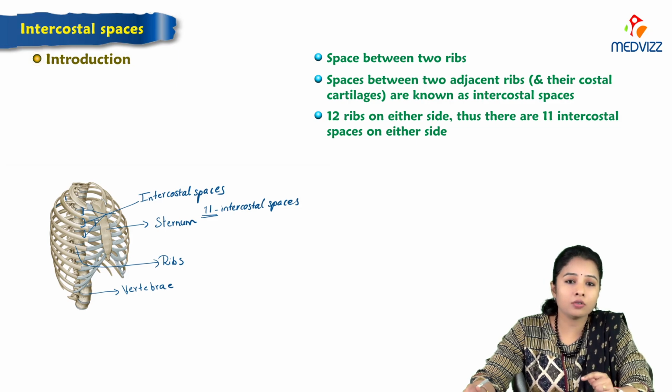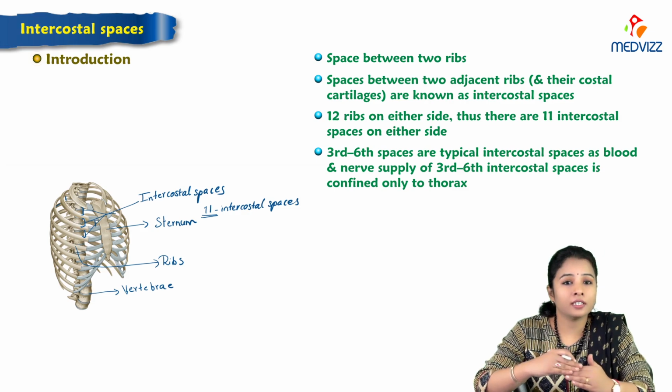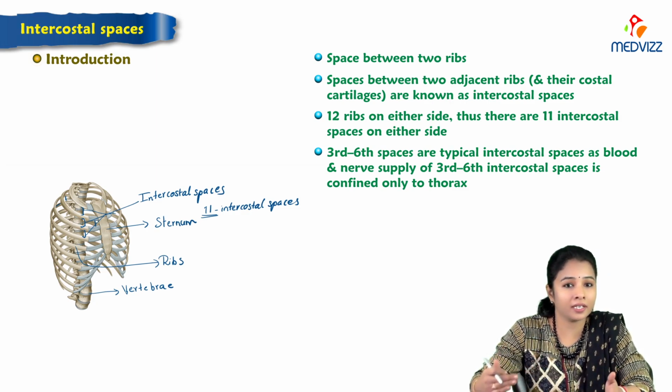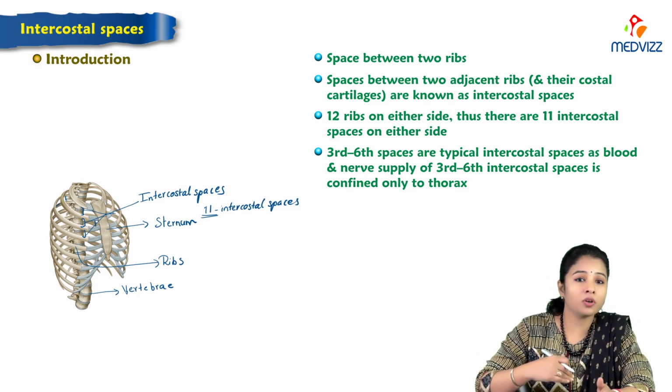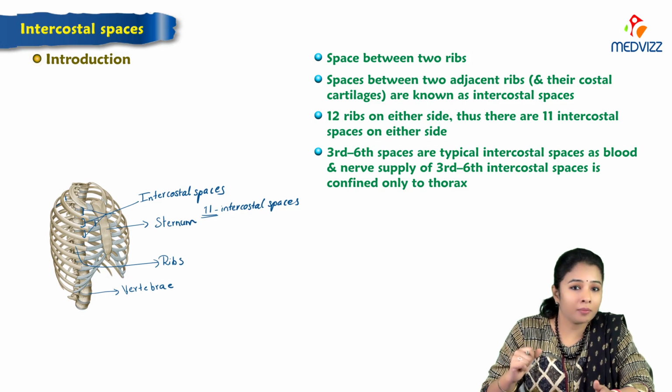Out of these 11 intercostal spaces, the 3rd to 6th are considered typical intercostal spaces because the blood and nerve supply of these spaces is confined only to the thorax. The 1st and 2nd intercostal spaces not only supply the thoracic region, they also supply the upper limb and the neck region. And beyond the 6th, that is the 7th, 8th, 9th till 11th intercostal spaces, the nerves and blood vessels also supply the anterior abdominal wall.